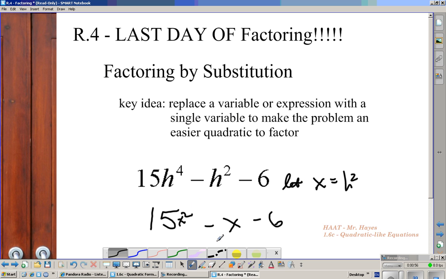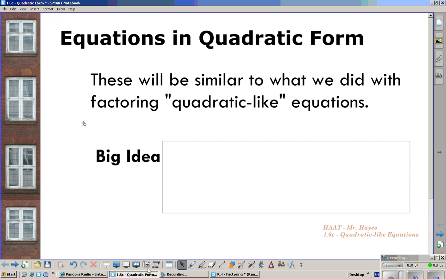There. So let x equal h squared. This becomes x squared. This becomes x. Hey, we know how to do this. And then at the end, once you get the answer, what x is, you're going to plug the h squared back in, and away you go. Same thing here.